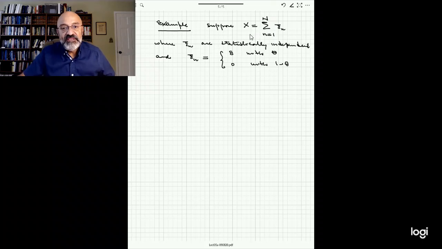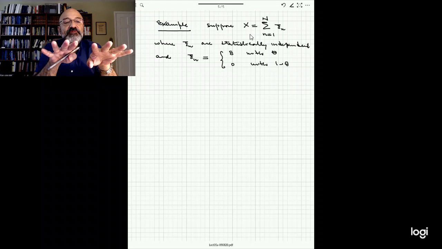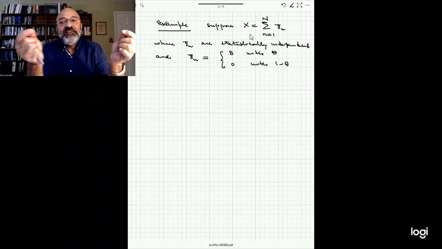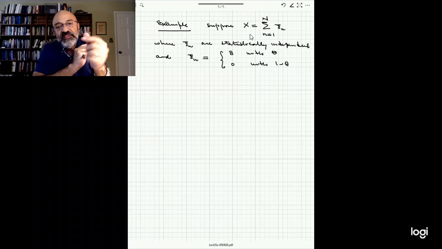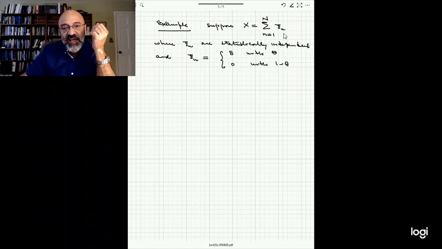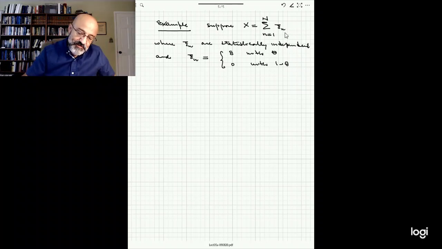Here's another possibility. You're trying to measure the length of a ruler. And of course, the ruler is made up of atoms, and the atoms may be doing something wacky. And so the question is, what is the length of the ruler? Well, it depends on the displacements of each one of those atoms. But the displacements of the atoms are very tiny. So that's the kind of thing where you would model the length of the ruler as the sum of the increments due to each atom.